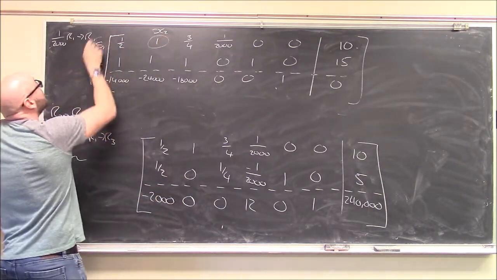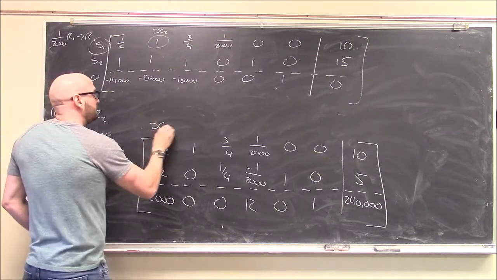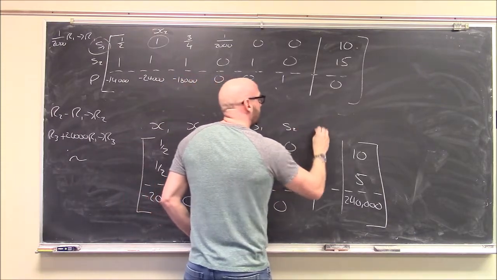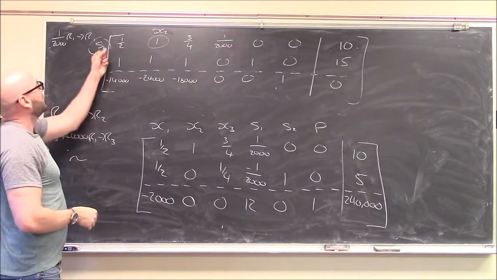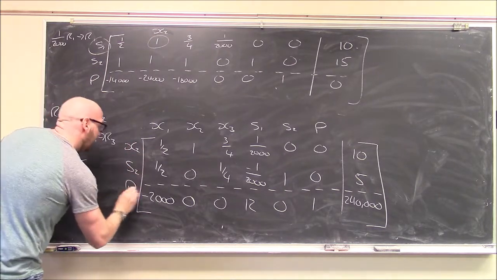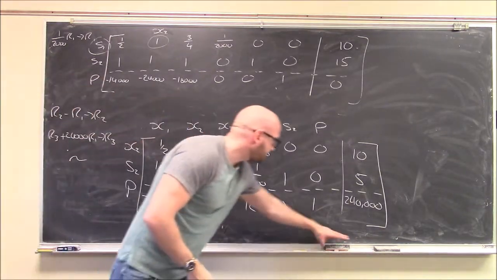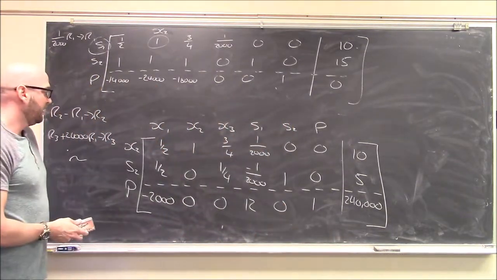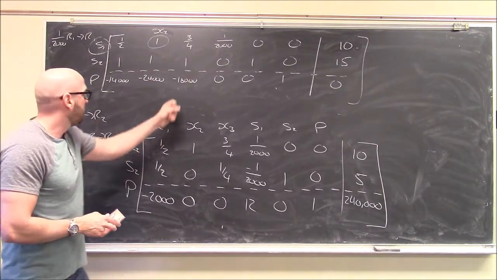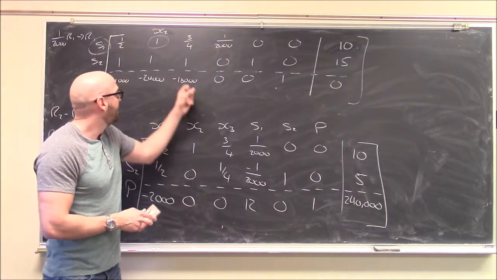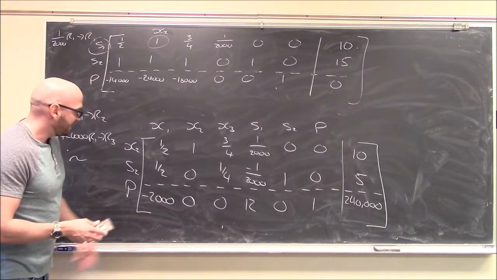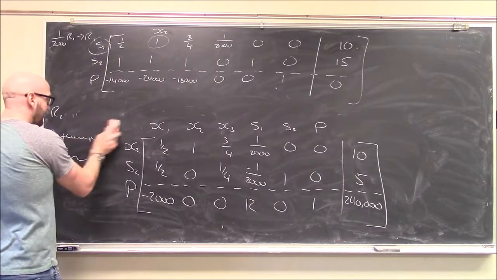X2 was our entering variable, S1 was our exiting variable, so let's just relabel these really quickly. X1, X2, X3, S1, S2, P. We replace S1 with X2. Awesome. Something really lucky happened here. Not only did we zero this entry out, we also got rid of another negative. This guy also became non-negative. So when I decide on my pivot operation next, I've actually only got one more negative number to work with. That'll save us a bit of time, I think.